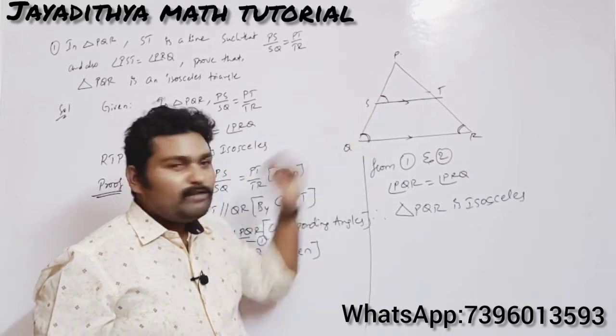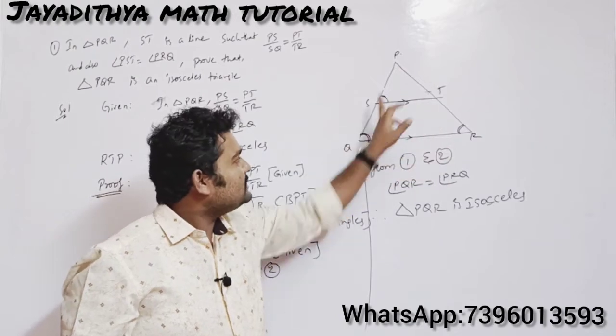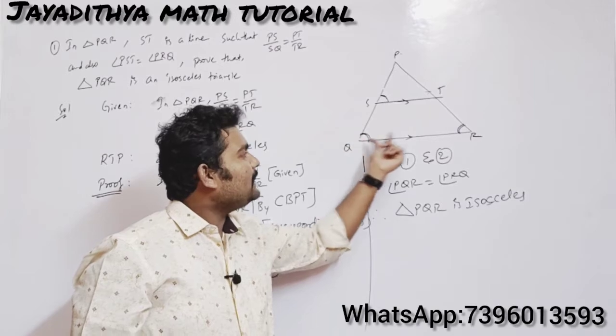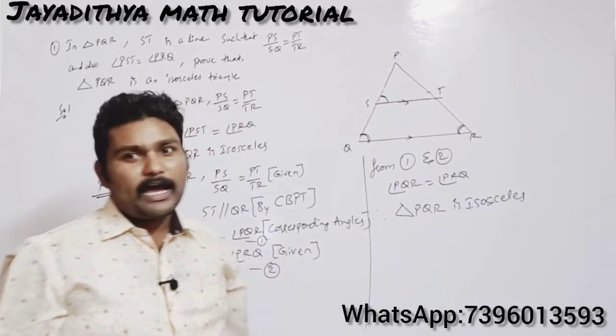So this angle will be equal, and also we are given that angle S is equal to angle R. Now, angle S is equal to angle Q, and also angle S is equal to angle R. So what can we say here? Angle Q will be equal to angle R. If both the angles are equal here, therefore the triangle will be isosceles.